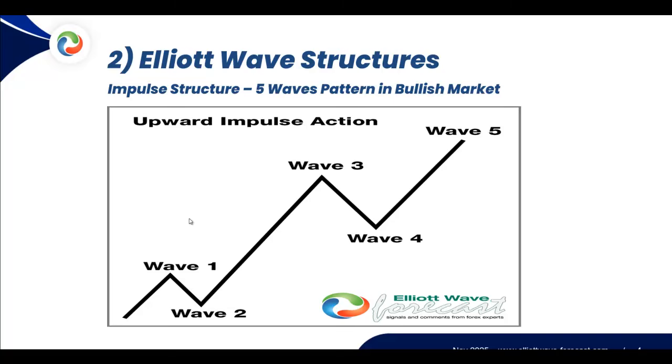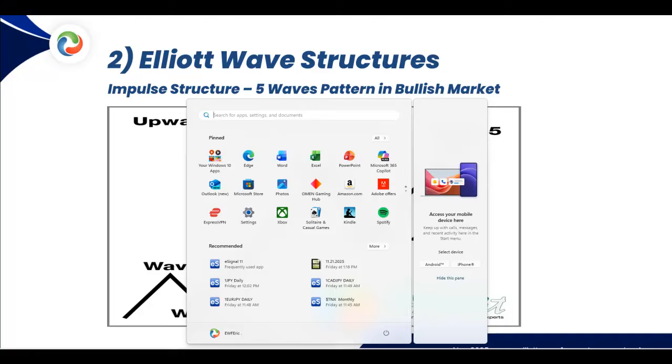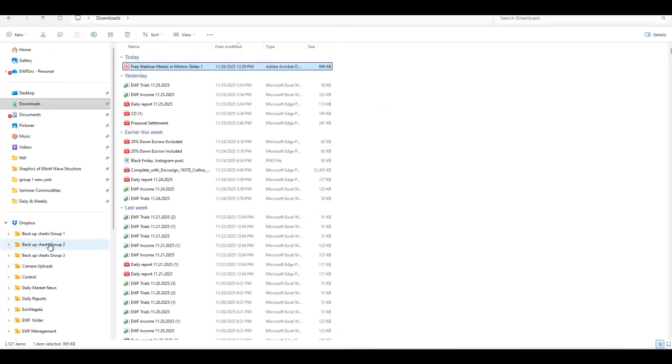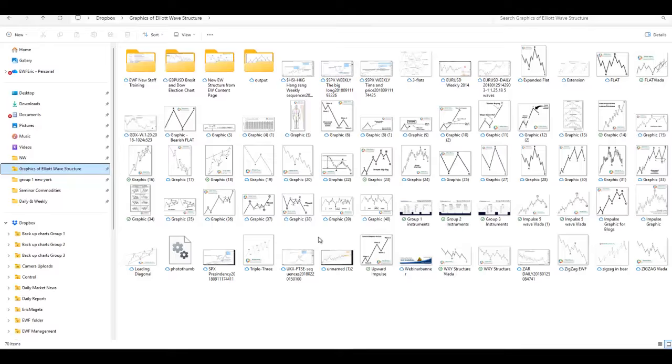And if the new sequence is part of an old sequence or all 5 waves, then you need to look for a 4 and a 5. As an example, let me go here. Let me show you guys the chart right here, so you understand it better.